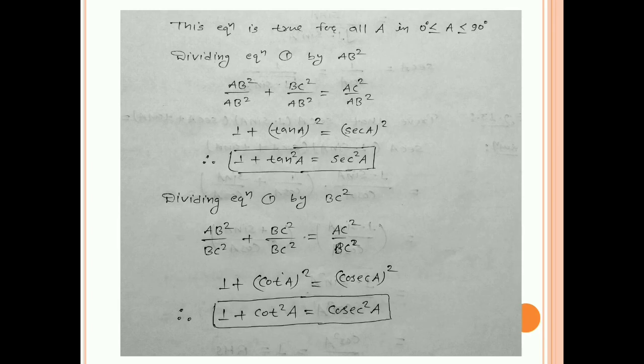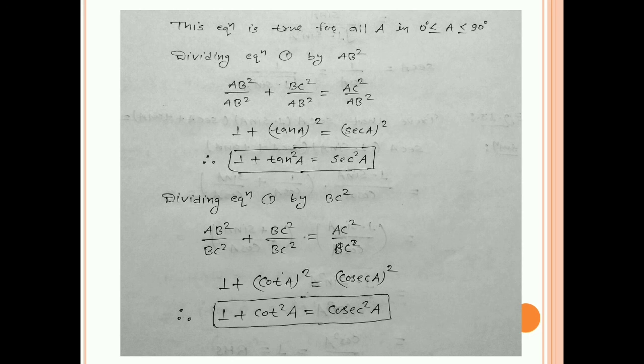So the above equation is true for all values of A if A is in between 0 degrees and 90 degrees. Now if we divide equation 1 by AB square, then what will we get? So AB square upon AB square plus BC square upon AB square is equal to AC square upon AB square. So AB by AB will be 1. So 1 plus, from the above triangle if we see, BC is opposite and AB is base. So opposite upon base is tan of angle A.